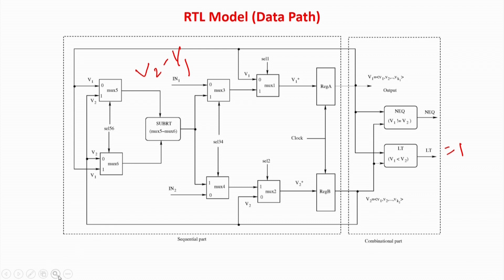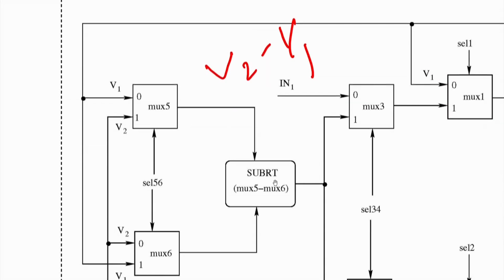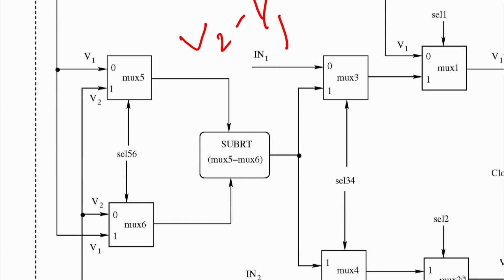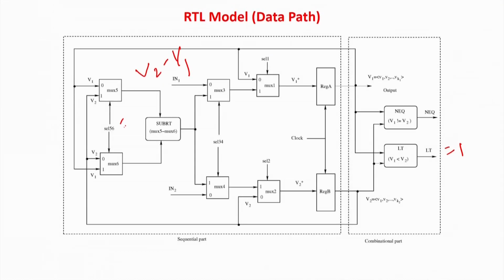So how would this operation happen? The controller will get the value of 1 on less than equal to, so it knows that V2 is greater than V1. So you have to arrange the multiplexers in such a manner that it happens. You can see this is a subtractor which will take the value from mux 5 and subtract the value from mux 6. So the controller will make mux 5, 6 equal to 1. The value of this control will be equal to 1.